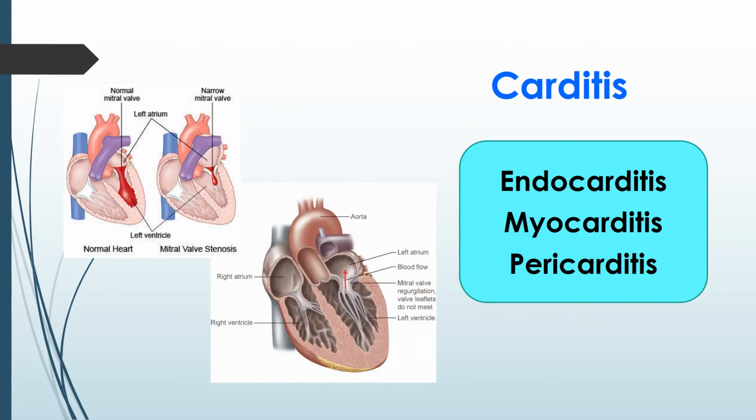Carditis is the inflammation of the heart which can be endocarditis, myocarditis or pericarditis. Endocarditis is the inflammation of endothelial lining of the heart including heart valves resulting in regurgitation or stenosis. The commonest valves affected are mitral and aortic. Myocarditis is the inflammation of myocardium or heart muscles. Pericarditis is the inflammation of pericardial layer of the heart, which can lead to pericardial effusion and cardiac tamponade.